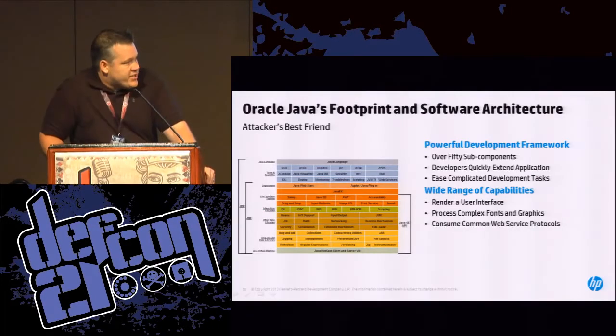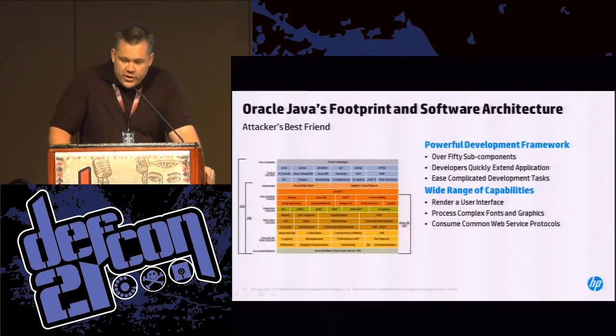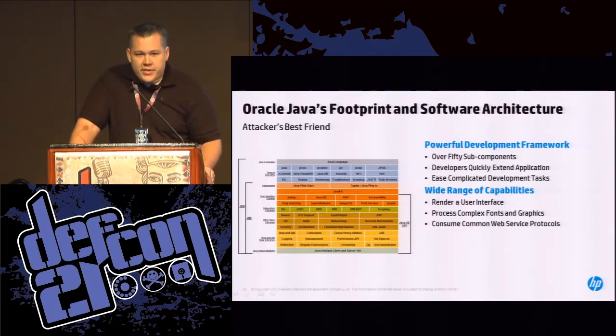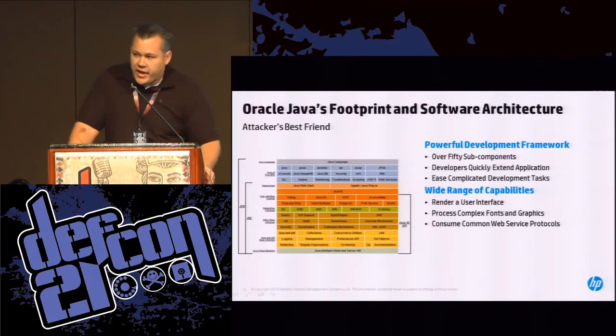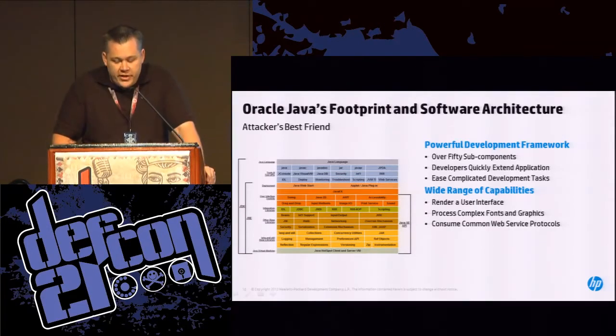If we look at the architecture itself, it's on the slide right here. There's over 50 subcomponents, and what we're focusing on in this presentation is what are the most vulnerable pieces of this architecture. And we'll cover a couple of them which will come up later in the presentation. The deployment subcomponent consists of the Java WebStart capabilities and the applet capabilities. JavaFX is a set of APIs for creating and delivering rich internet applications. Java 2D, well, it produces 2D graphics.